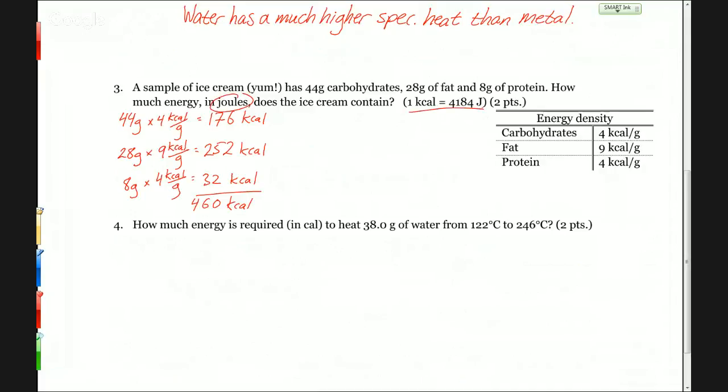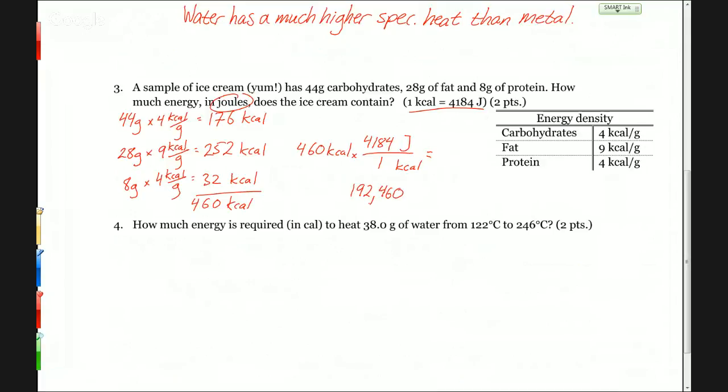Our conversion is given here, 460 kcals. We want to convert from kcals to joules. Somebody do that one for me. So 192,464. Like that? No, 192,464.